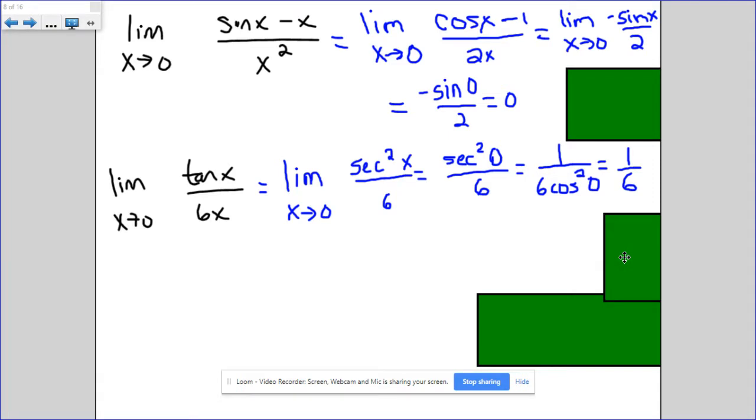You do have to remember the stuff about trig. Got to remember secant is 1 over cosine. Cosecant is 1 over sine. Cotangent is 1 over tangent.